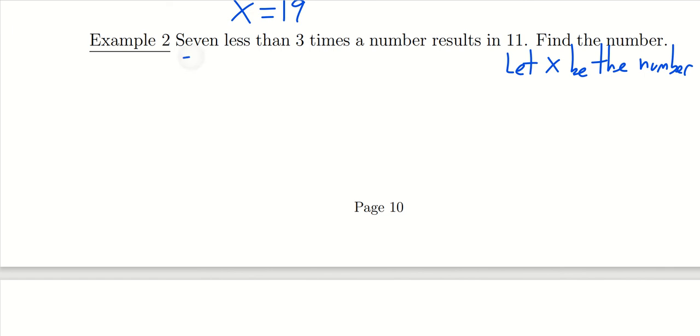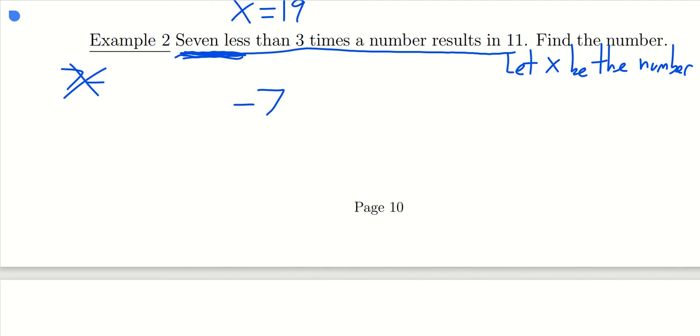They give a verbal description of something that the number satisfies. 7 less than 3 times the number results in 11. Let's be very careful in trying to translate this. When we read it off, it says 7 less. So some people might immediately start saying 7 less like this, but that would not be correct. When you say something is 7 less than it, that means you need to take 7 away from it. So 7 less means to subtract 7 from something.